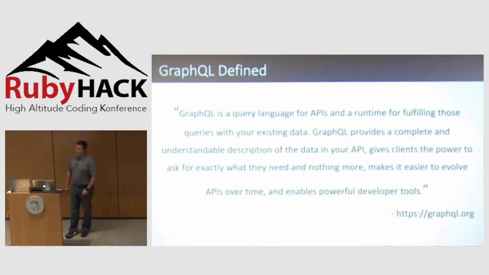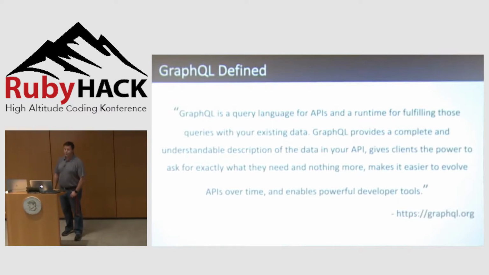GraphQL is a query language for APIs and a runtime for fulfilling those queries with your existing data. GraphQL provides a complete and understandable description of the data in your API, gives clients the power to ask for exactly what they need and nothing more, makes it easier to evolve APIs over time, and enables powerful developer tools. There's a lot of stuff happening there. It sounds very exciting. I still have no idea what GraphQL is. So with that, maybe we can get a better sense of what GraphQL is by comparing it with our pain points of REST.